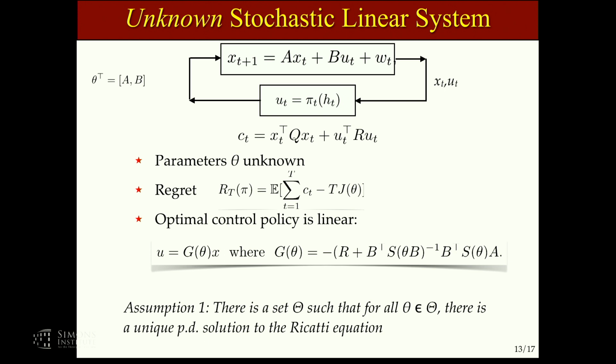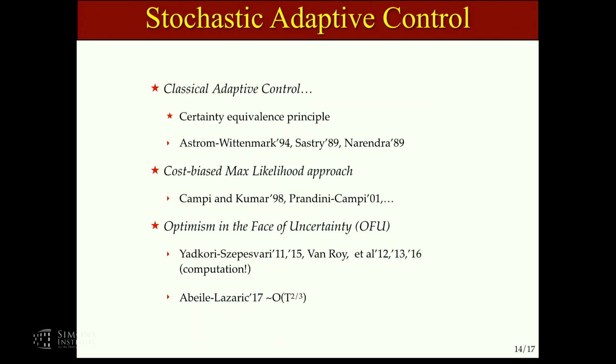Okay. So one assumption we are going to make is that in the parameter set, for every theta, there is a unique positive definite solution to the Riccati equation. Otherwise, we can't do any computation. So, right? Okay. All right.